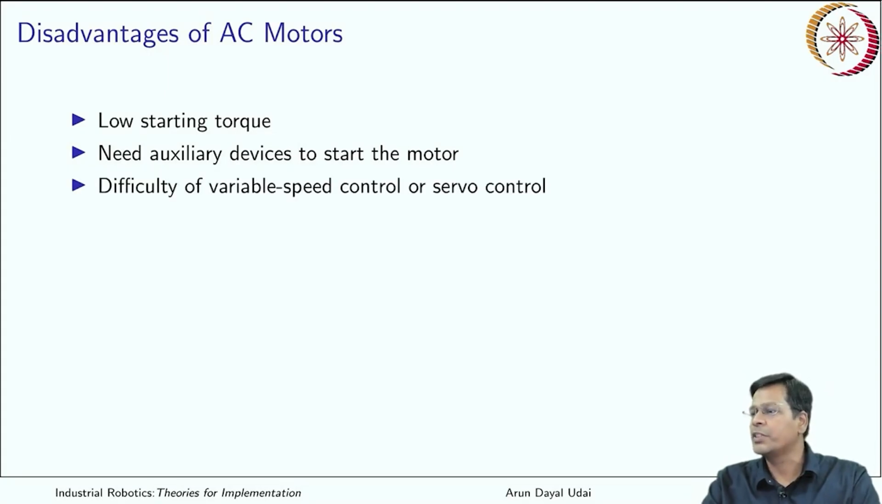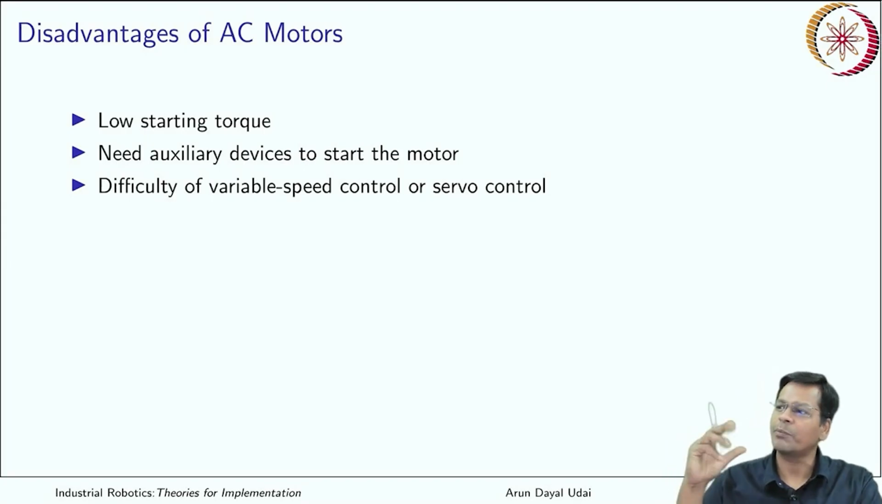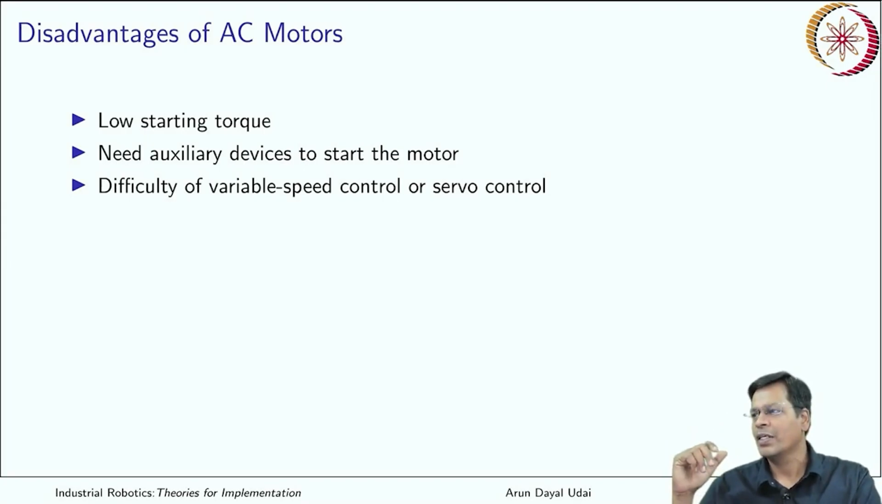Another disadvantage is the difficulty of variable speed control, because you have a fixed frequency at home, so it is very difficult to change the speed of such a motor. You must be thinking we are easily controlling the RPM of our fan. Yes, we are doing so. But we are wasting energy, sometimes in resistance, sometimes in capacitance, and sometimes we are losing torque while doing so, right?